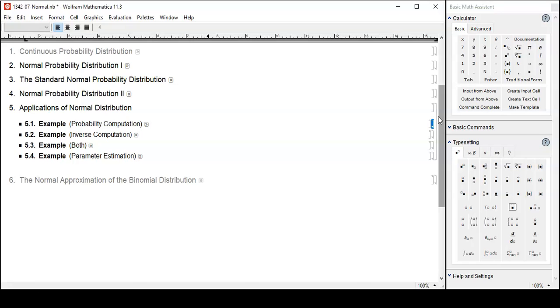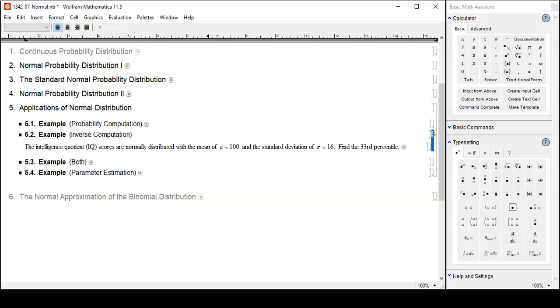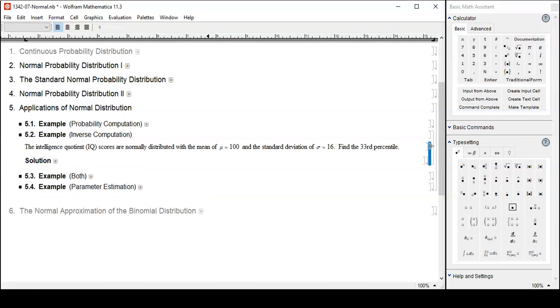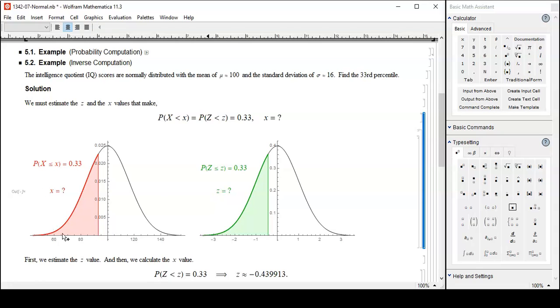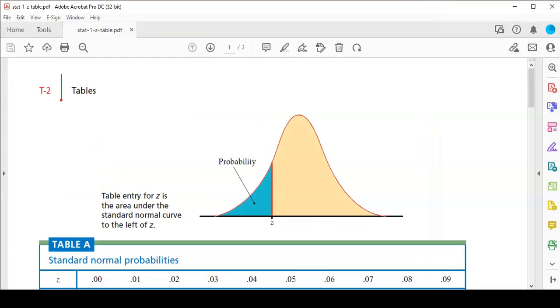Let's see, do we have enough problems for another? Maybe. Here's an inverse computation problem. The intelligence quotient scores are normally distributed with mean of 100 and standard deviation of 16, approximately speaking, and find the 33rd percentile. So basically you draw a normal picture, and then this is 1/3, 33%.